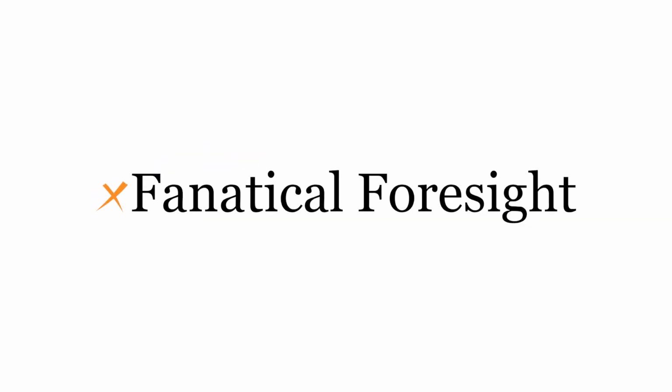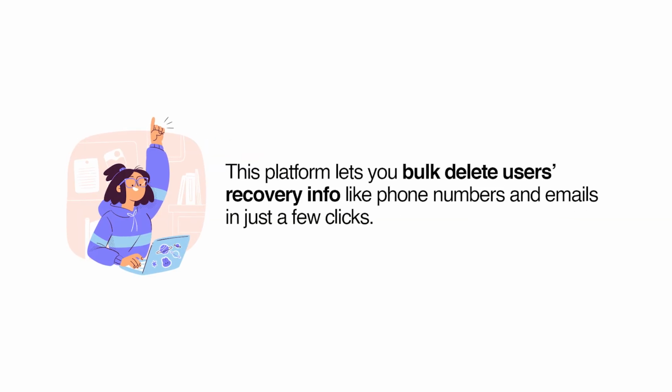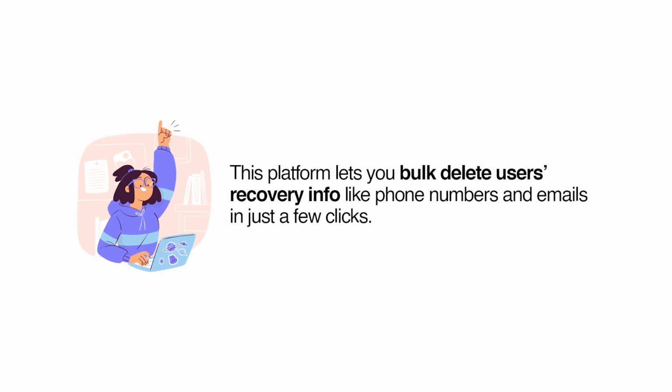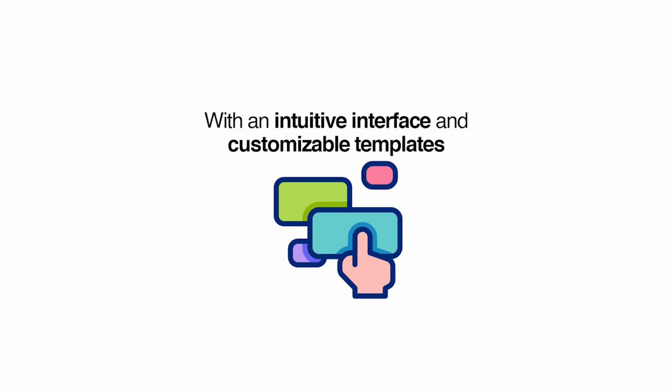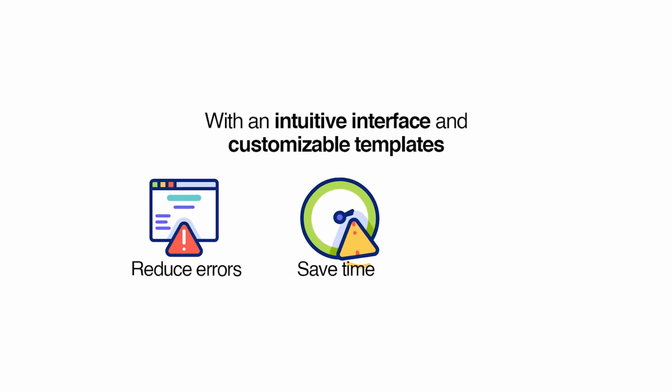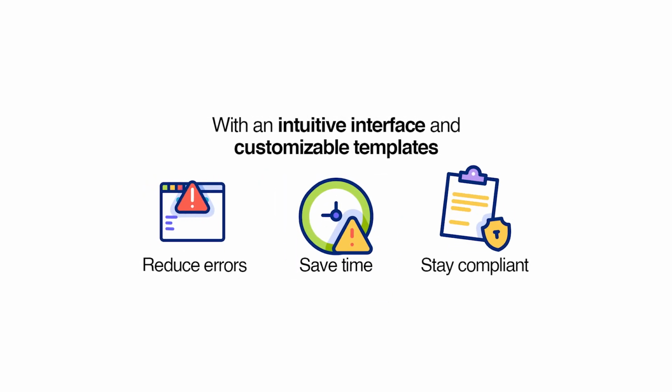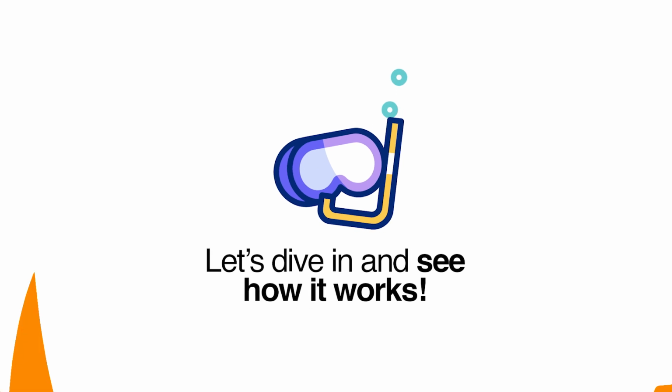That's where xFanatical Foresight comes in. This platform lets you bulk delete users' recovery info like phone numbers and emails in just a few clicks. With an intuitive interface and customizable templates, you save time, reduce errors, and stay compliant effortlessly. Let's dive in and see how it works.